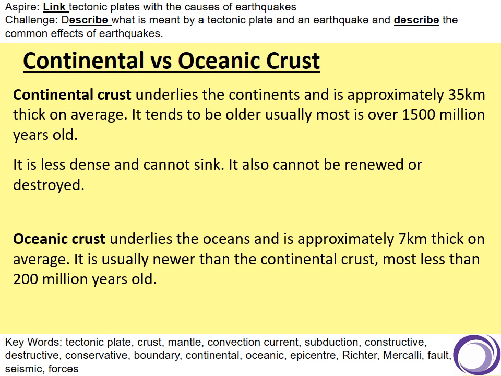The oceanic crust underlies the oceans and the seas and is much thinner, approximately 7 kilometres thick on average. It's usually newer than the continental crust. Most is less than 200 million years old.